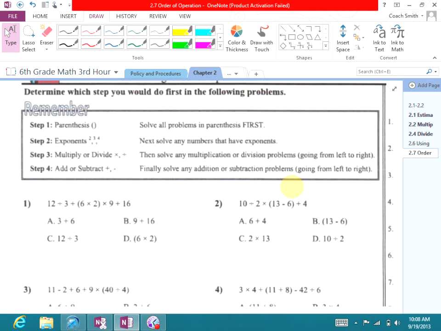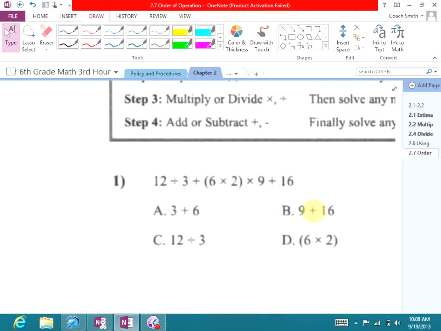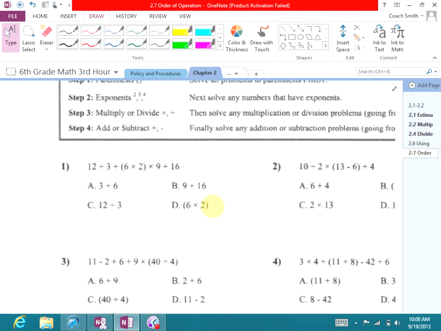Problem number 1 says 12. Let me blow it up here. 12 division sign 3 plus parentheses 6 times 2 times 9 plus 16. Okay? They want to know, in that problem, which are you going to do first? A, 3 plus 6. B, 9 plus 16. C, 12 divided by 3. Or D, 6 times 2. Somebody raise your hand and tell me, what should we do first here?